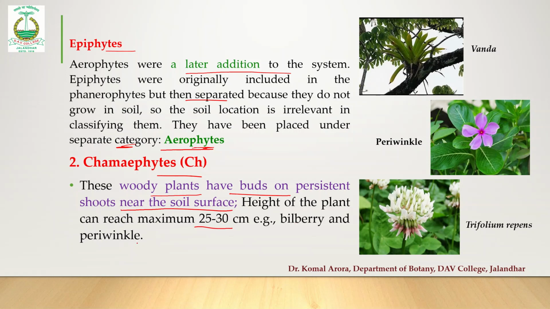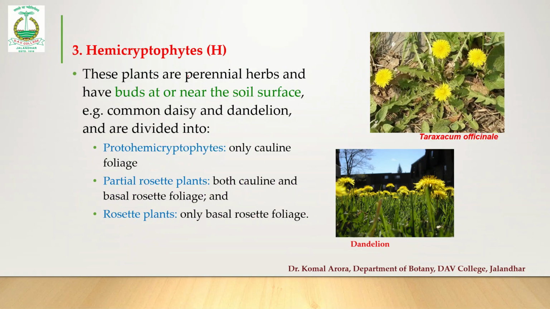Example is periwinkle. Periwinkle, you all know, it is Sadabahar. Then we have bilberry. This is bilberry. So in all these cases, they are woody plants, but they are short, straight woody plants. Their maximum height can go up to 25 to 30 centimeters and their perennating buds will lie close to the soil surface.